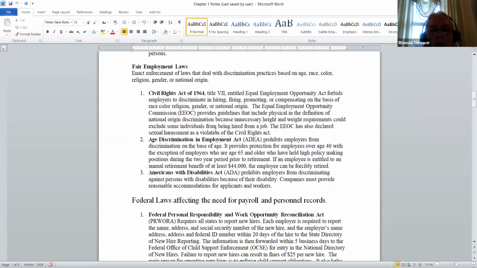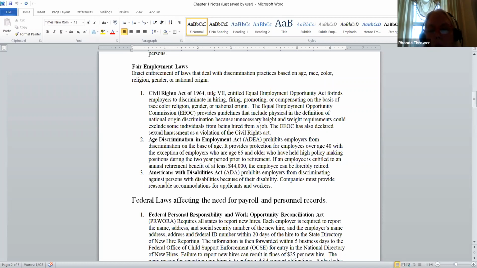What we also have to look forward to is what we call fair employment laws. You need to become familiar with these in payroll because these laws deal with discrimination practices. The fair employment laws want to make sure that no employer is discriminating against its employees based on race, age, color, religion, gender, or national origin. Most of you probably are familiar with the Civil Rights Act of 1964.